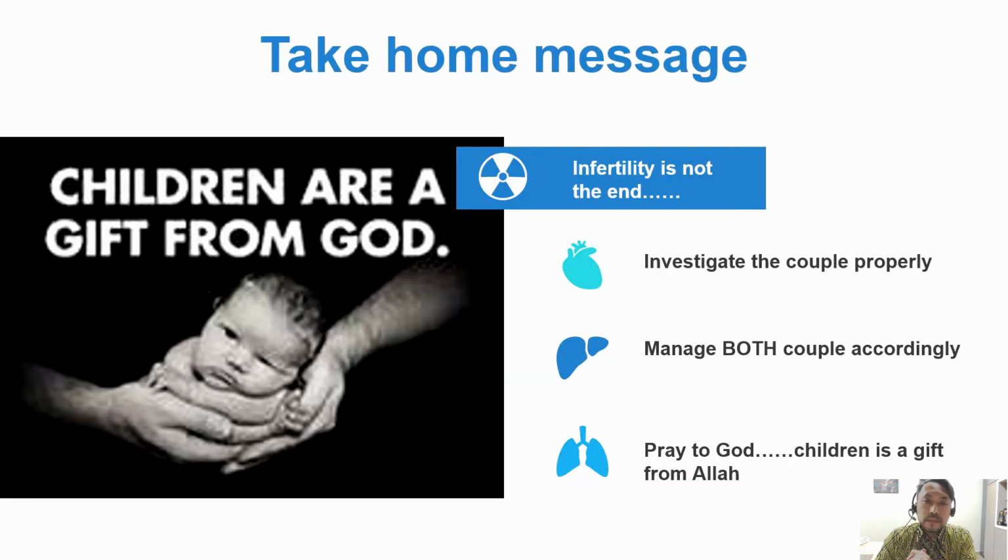Okay, so the take home message from this lecture is that infertility is not the end. Investigation of the couple is very crucial. It should be investigated properly. A lot of people just investigate the wife and forget to check the husband. You have to manage both partners accordingly. You should bear in mind 50% of the causes of infertility are due to the female factor, and another 20 to 30% can be from the husband.